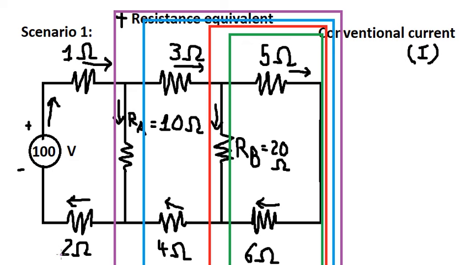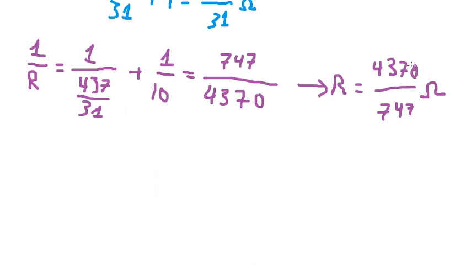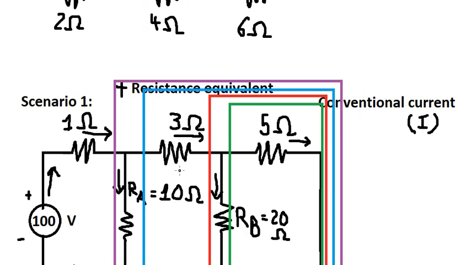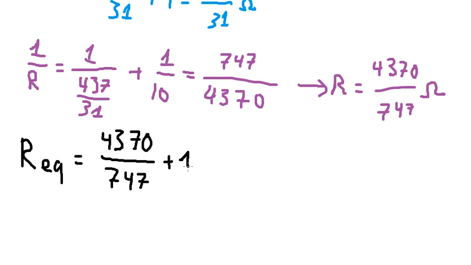We have 1 ohm and 2 ohms. They are in series with the purple. So in this one, we got the answer in here. So we have 6,611 over 747.